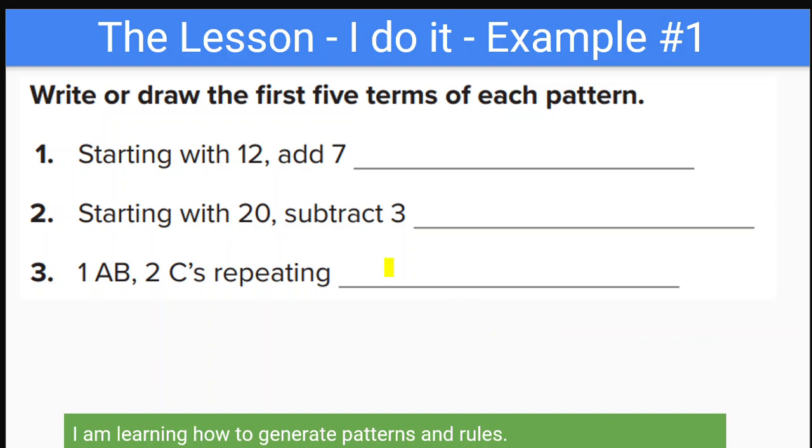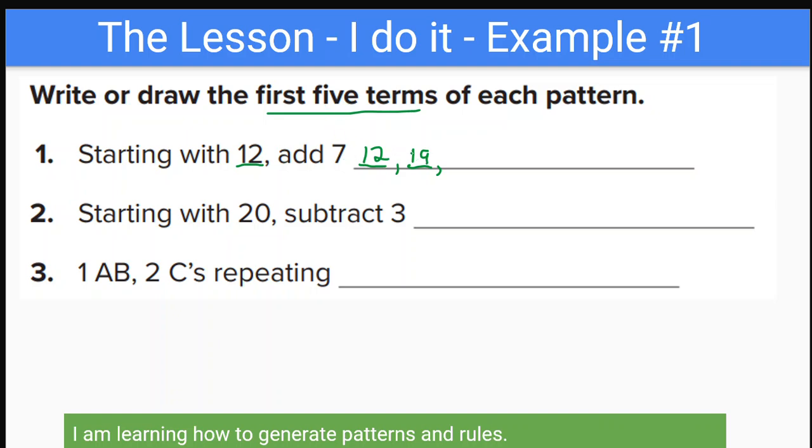Okay, so let's take a look at some other ones that they give you right here. So here's another example. It says, write or draw the first 5 terms of each pattern. Okay, well, they say starting with 12, add 7. Okay, well, some books, it depends on the books, say that since the starting term is 12, that counts as 1. So that's the first one. We have to do 5 of these, right? So we start with 12, and that's term number 1. All right, then they want us to add 7. Well, 12 plus 7 is 19. So that's our second one right there.